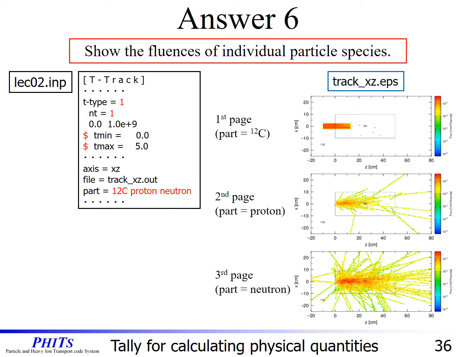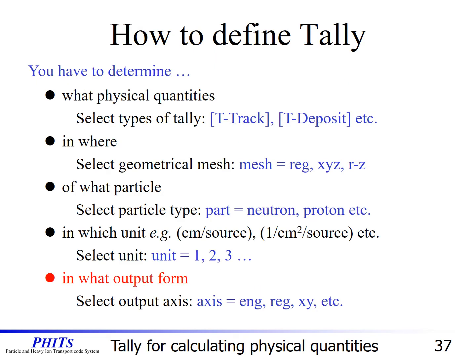You may obtain this result. They are individual behaviors of specified particles in each page of the EPS file. You can see that carbon ions are stopped in the water cylinder, and secondary protons and neutrons are emitted in several directions. Next, let's learn how to select the output axis in tally.